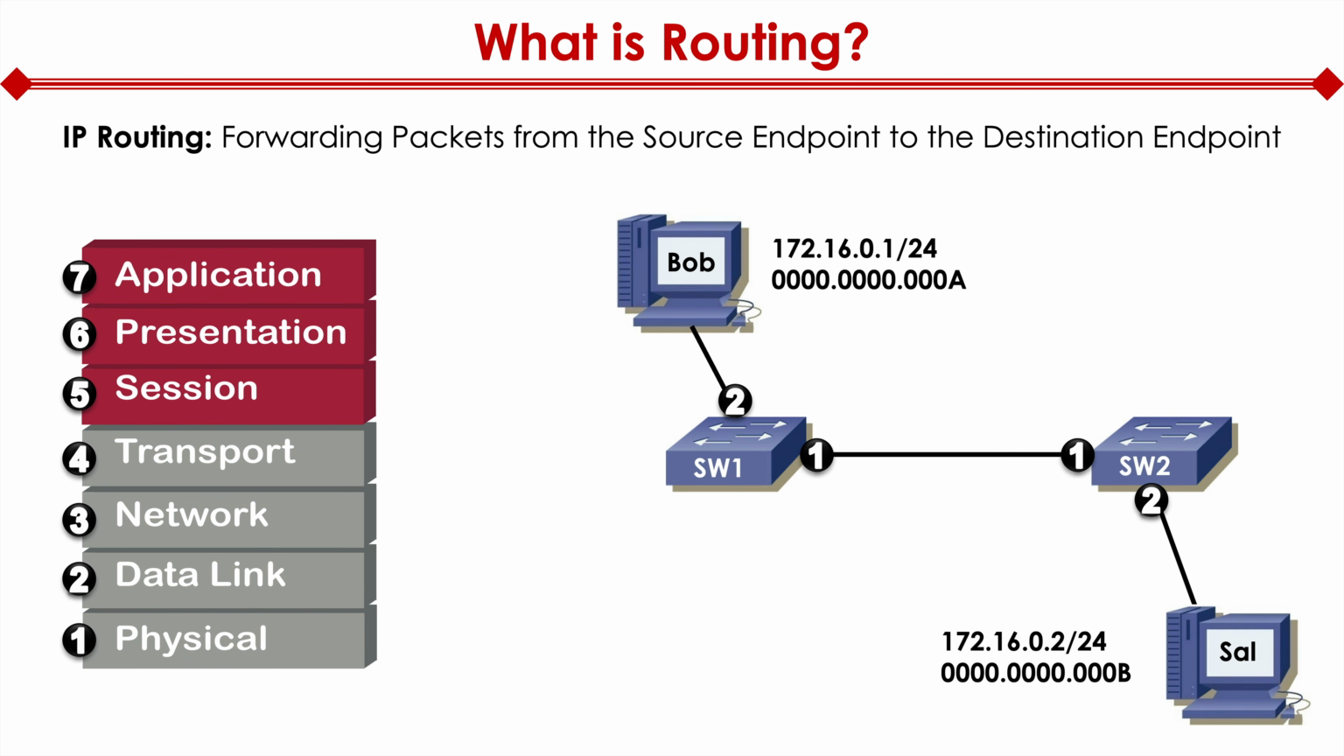If we look at this topology here, Bob at the top wants to send an email to Sal at the bottom. Bob is going to be the source, because that's where the email is originating, and Sal will be the destination. So from a routing perspective, in order for Bob to successfully send an email to Sal, he's going to need to do IP routing in order to successfully deliver the email message.